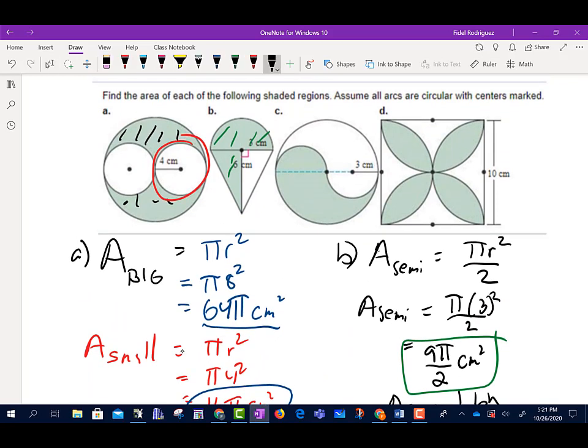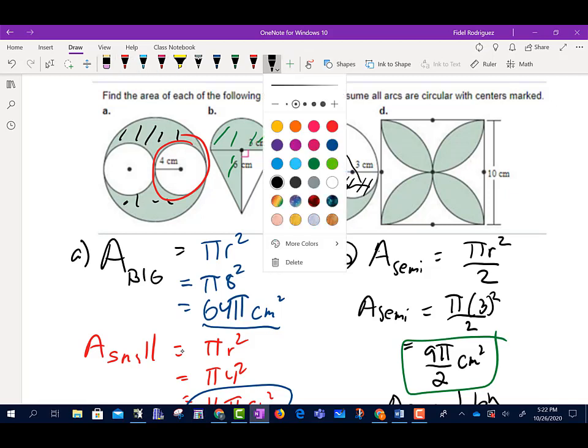Now I want you to take a look at part C. For part C, we're going to find the area of this yin-yang type symbol. I want you to notice that this white area right here is really the same amount as that green area right there. So if we were to fold this over and fill it in, it would just be this part right here.